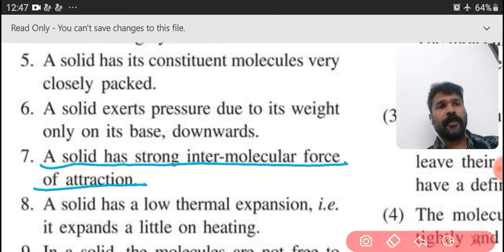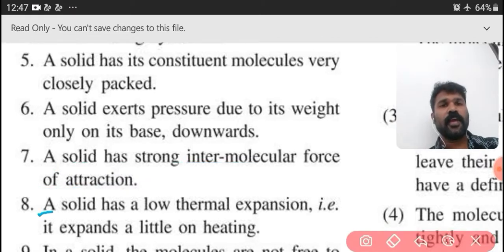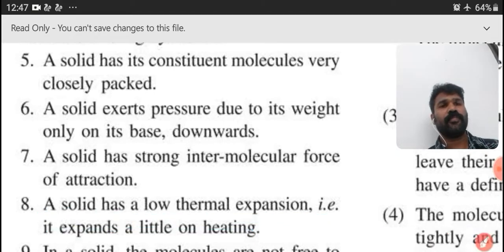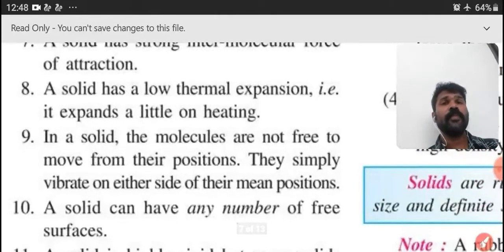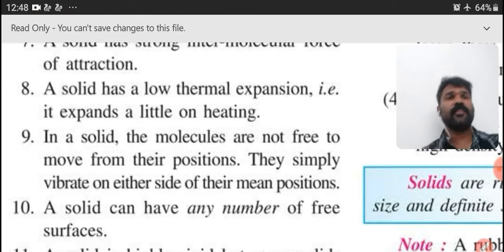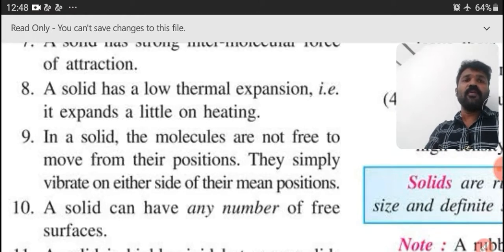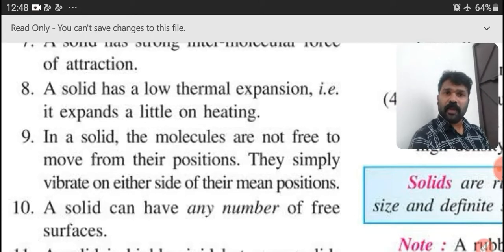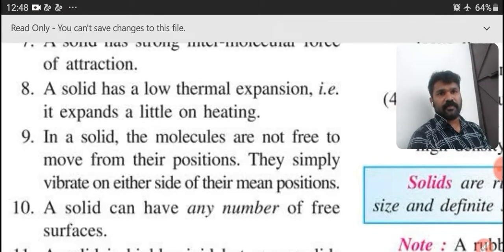Then the eighth property, a solid has a low thermal expansion, that is, it expands little on heating. The ninth property, in a solid, the molecules are not free to move from their positions. They simply vibrate on either side of their main positions. It is tightly packed.